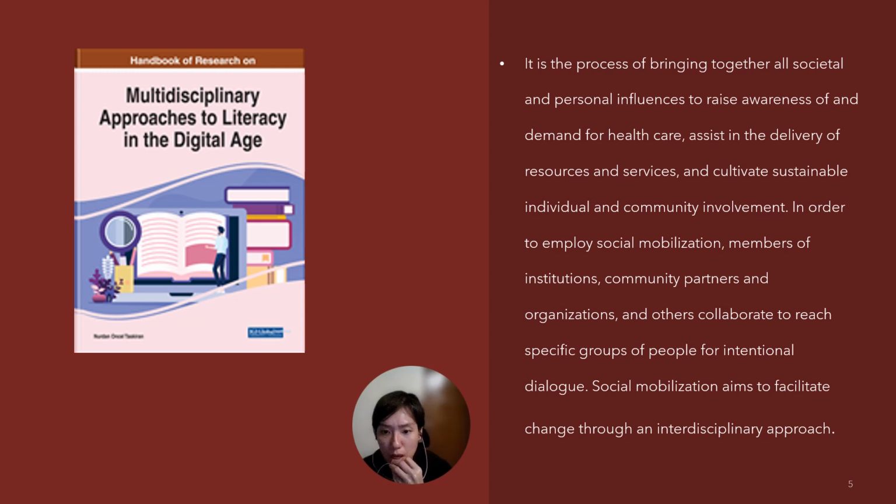The keywords I think you should remember: bringing together societal and personal influences, raising awareness and demand for resources, healthcare, services, and cultivate. Cultivate, basically, is to just reach the community and get them involved.